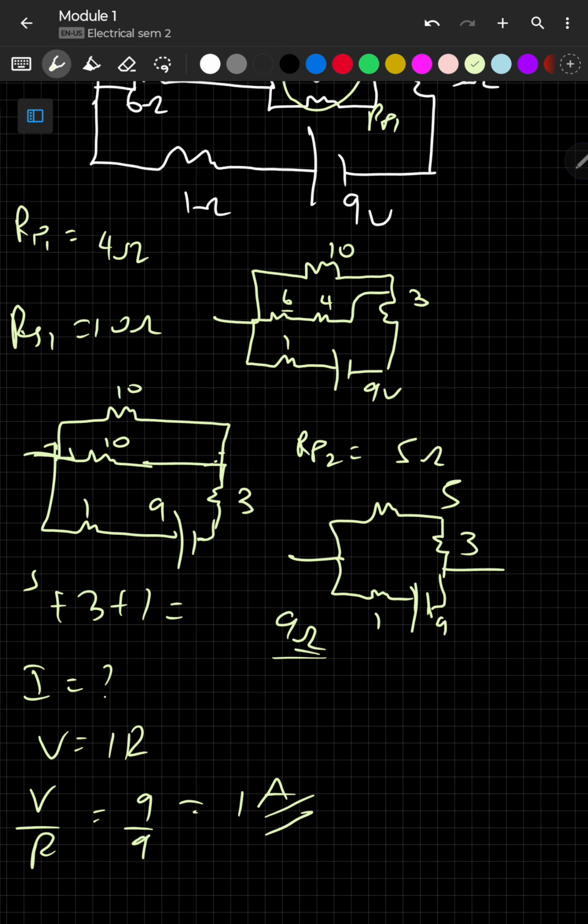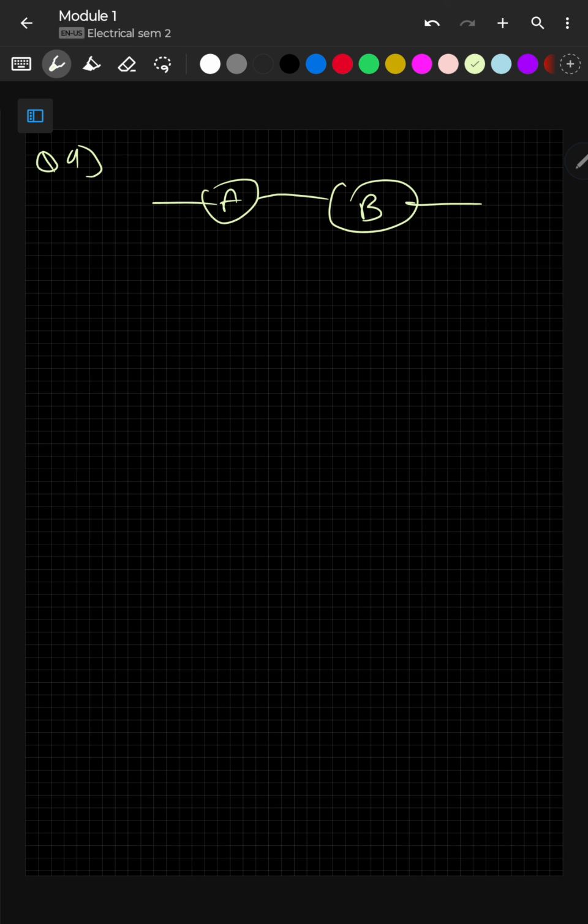Now next question, let's do the next question. Question number 9. A current of 20 ampere flows through two ammeters A and B in series. This A and B are two ammeters which is in series, and the current flowing through this is 20 ampere. The potential difference across A is 0.2 volts. The potential difference across B is 0.3 volts. Find how the same current will divide between A and B when they are connected in parallel.